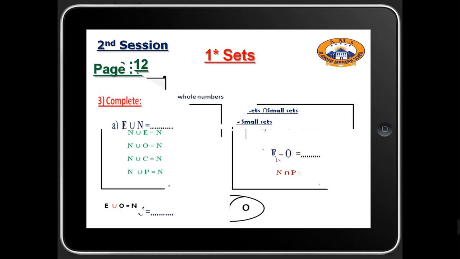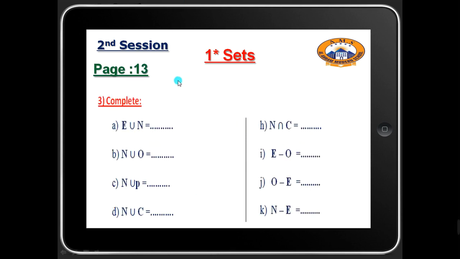Okay, let's have an exercise about this. On your page 13, exercise number 3, complete. Here we have the set of the even union the set of the natural. Which one of them is the bigger set? Yes, miss, natural is the big set, and he asks for the union, and the union gives me the big set, which is the set of the natural. Here also we have natural union the set of the odd. This is union, so union gives me the big set, which is the natural. And natural union the prime numbers, union gives me the big set, and the answer is going to be the natural.